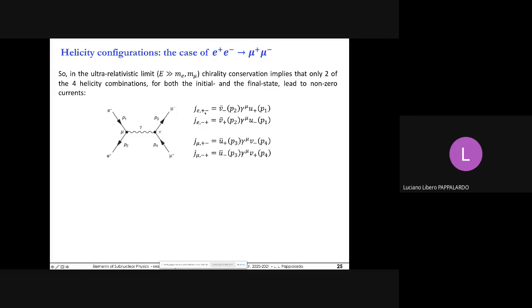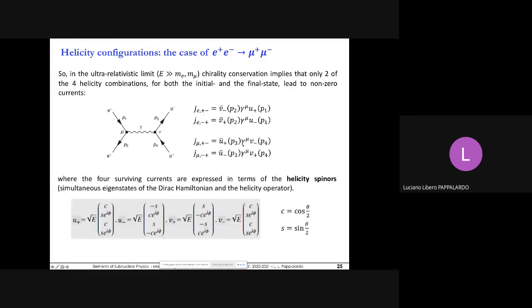Okay, I wrote it the opposite, I will correct this in the slide. So this is minus plus and plus minus. And the same you have for the final state, okay? So only 2 out of 4 survive. So essentially only 4 currents out of 16 will survive.